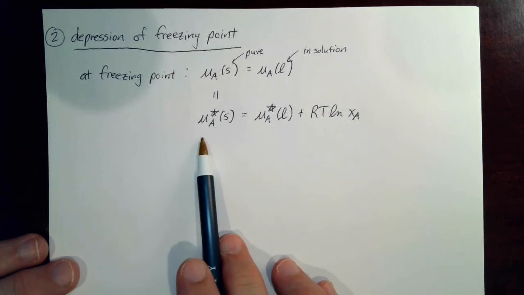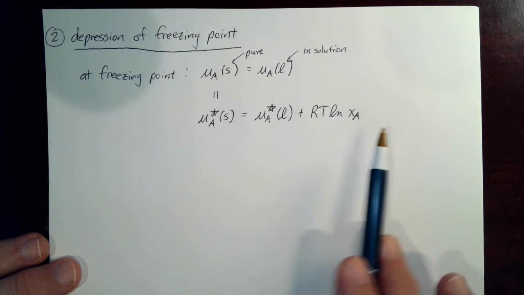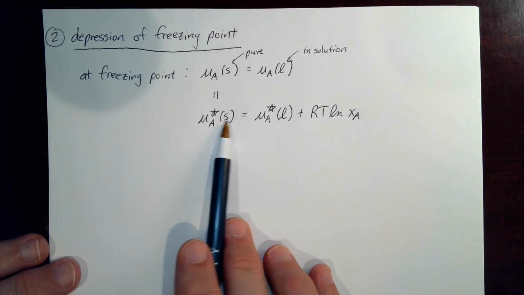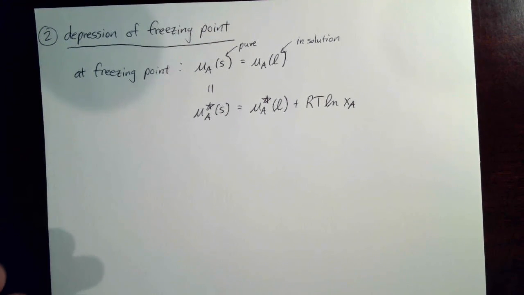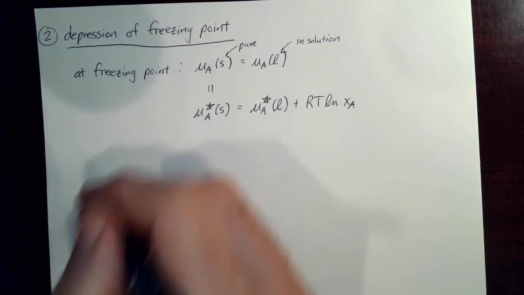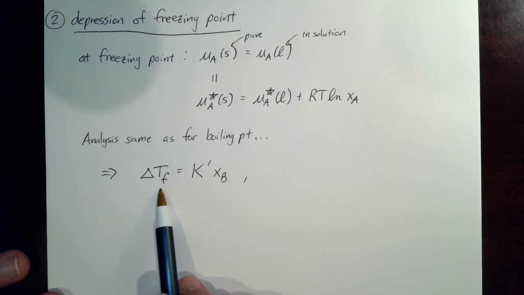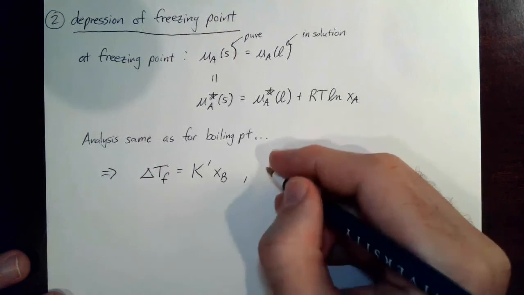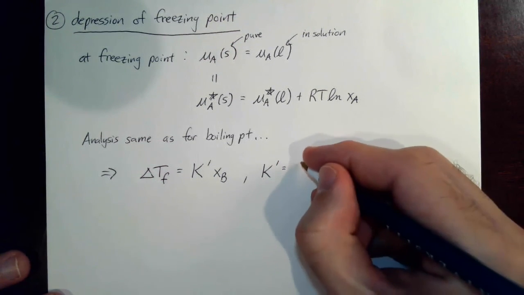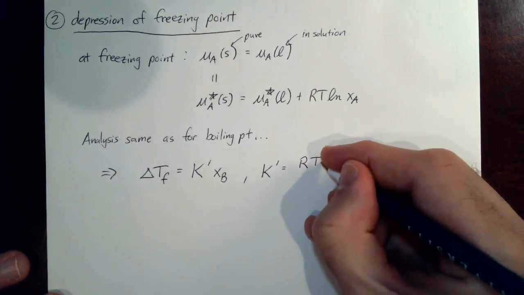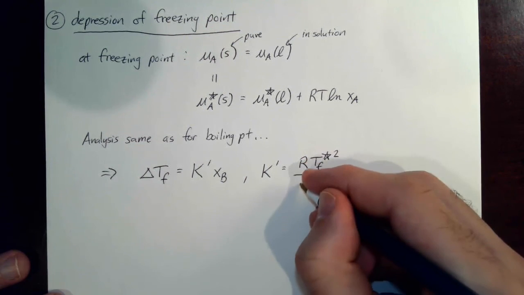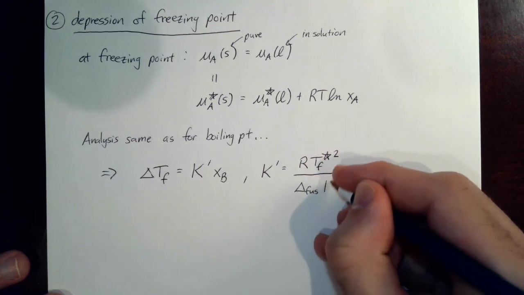And this is a very similar beginning to what we had before. The only difference is that instead of a gas on the left-hand side, we have a solid on the left-hand side. So all of the analysis is exactly the same. And what we end up with is, so the change in, this time it's the freezing point, is proportional to the mole fraction of the solute, where the constant of proportionality K prime looks a lot like the one we saw before, except it's the freezing point of the pure substance squared, and on the bottom it's not the enthalpy of vaporization, but the enthalpy of fusion.